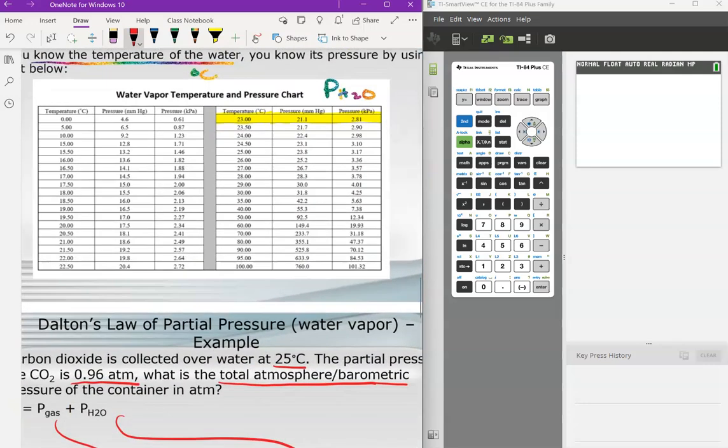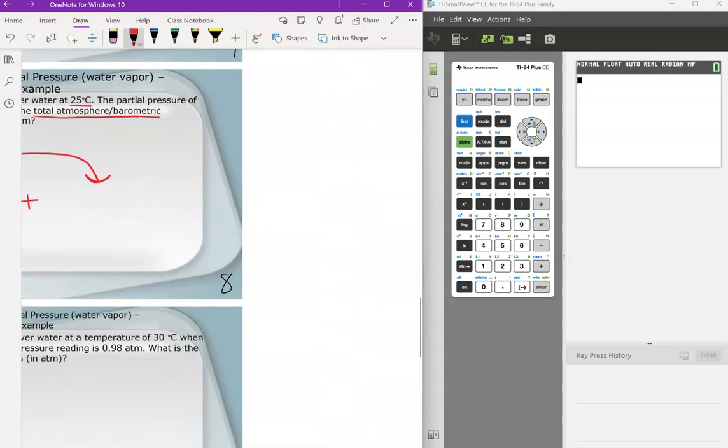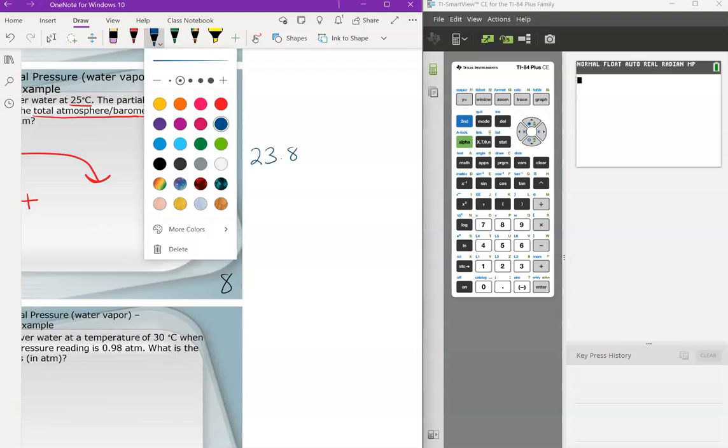So we can actually look on this chart here to determine what the pressure of the water vapor is. If we look on the chart here, 25 degrees Celsius is 23.8 mmHg, or 3.17 kPa. So we can pick either one of those. I'm going to go with mmHg. So that's 23.8 mmHg.